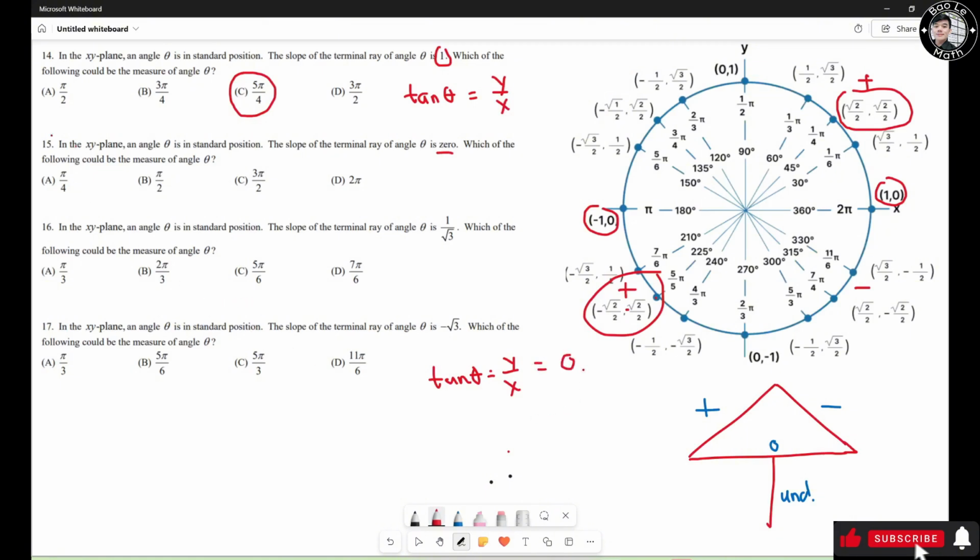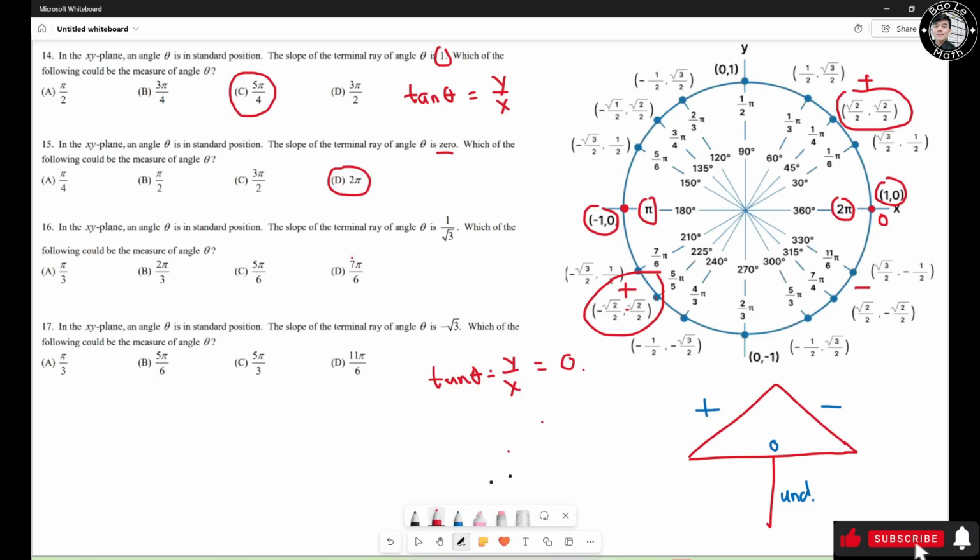Now we look at the answer choices right here. Because if the terminal ray is right here, the measure of the angle should be pi, right? If the terminal ray is right here, the measure of the angle should be 0 or 2 pi, right? So we look at the answer choices right here, only this one is correct, right?